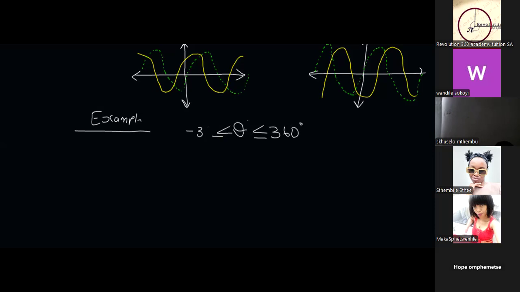And then they say you must draw the graph of y. y equals sine of theta minus 30 degrees. So you must draw this. That's number one. You must draw the graph of that function.